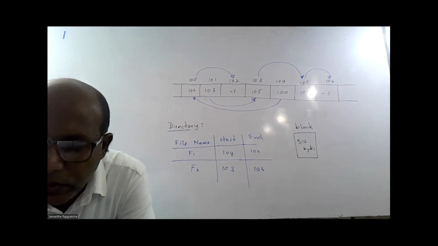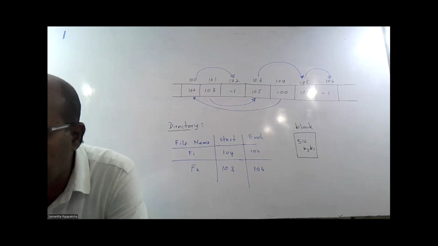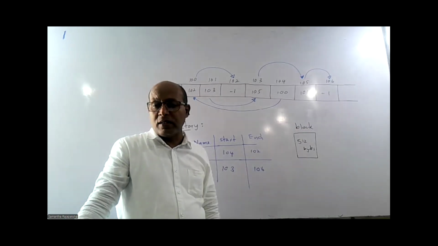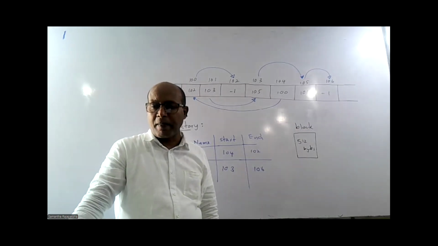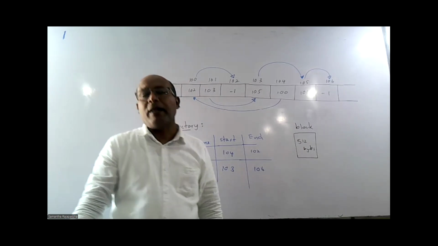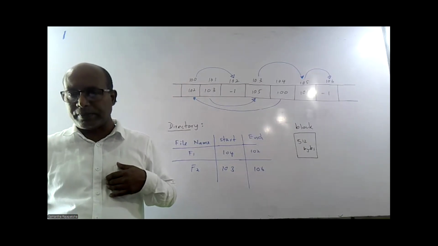Now, the problem here is actually selecting larger blocks. When you allocate the larger blocks, what is the problem? File access slows down due to a larger chain. Yeah, that is actually the main problem, that is internal fragmentation.